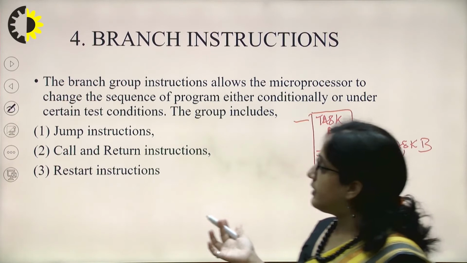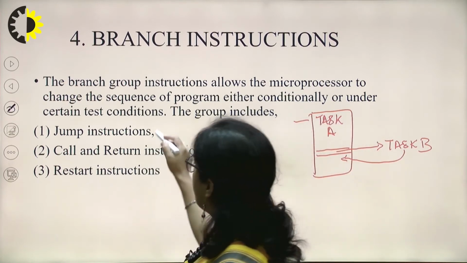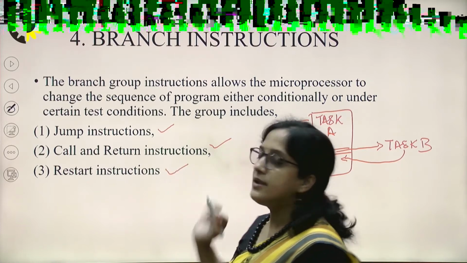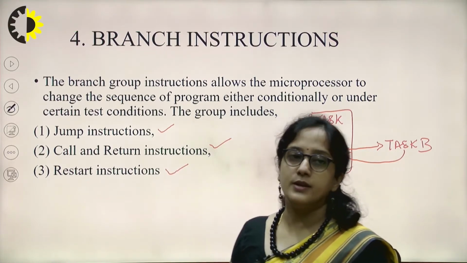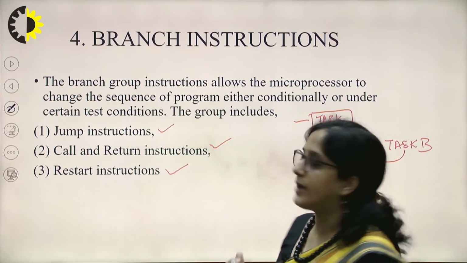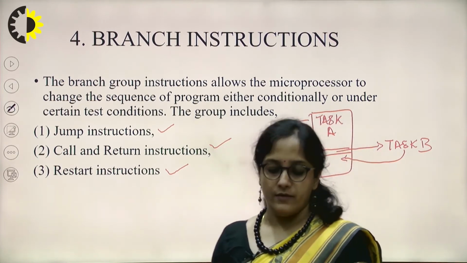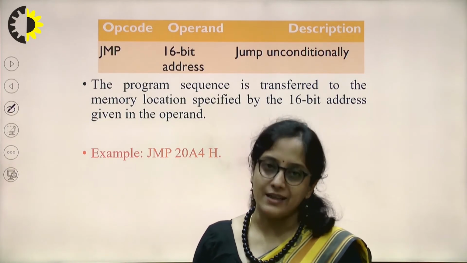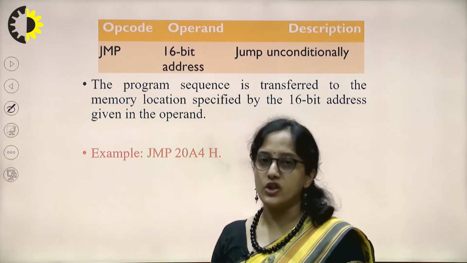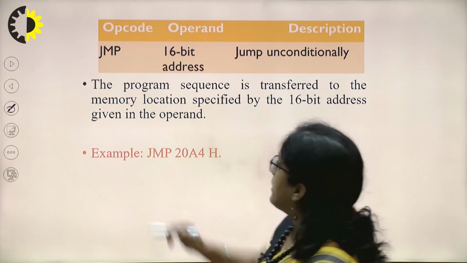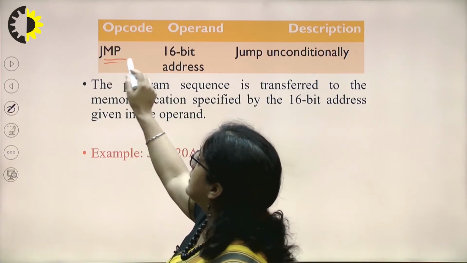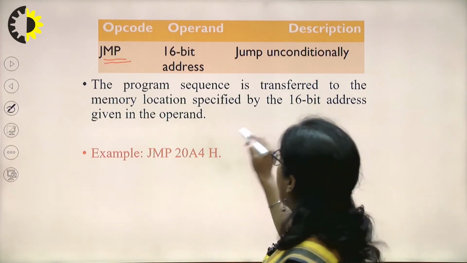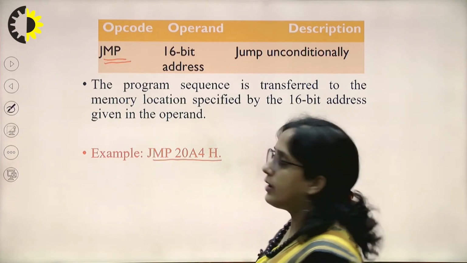So there are different groups, that is jump instruction, call and return instruction, and restart instruction. There are three groups which come under this category of branch instruction. We will see them one by one. In case of jump instruction, there are two types of jump: unconditional jump and conditional jump. JMP, this mnemonic is used for unconditional jump, like JMP 20A4.